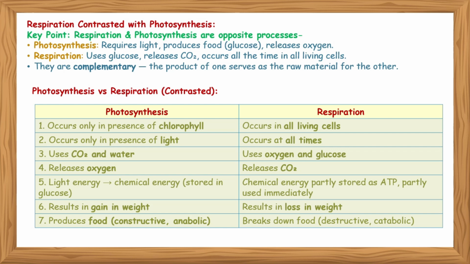In photosynthesis, light energy is converted into chemical energy, which is stored in the form of glucose, but in respiration, chemical energy is partly stored as ATP and partly used immediately. Photosynthesis results in gain in weight, and respiration results in loss in weight. Photosynthesis produces food; it is constructive or anabolic. But respiration breaks down food; it is a destructive and catabolic process.